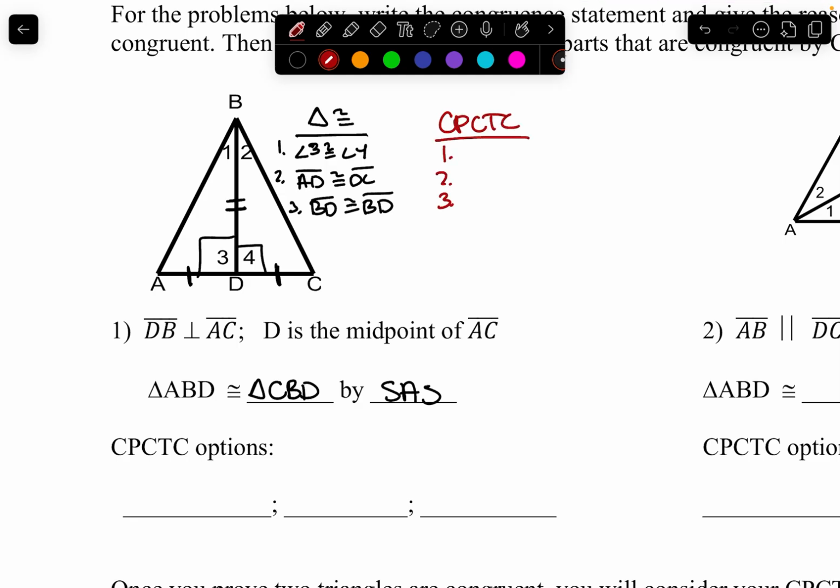And remember, I need 3 because there are 6 pieces of a triangle. Now that I know that my triangles are congruent, I can say that angle 1 is congruent to angle 2. So that's my CPCTC option down here. Angle 1 is congruent to angle 2. I also know that side AB is going to be congruent to side BC. And then the last thing I know is angle A is going to be congruent to angle C.